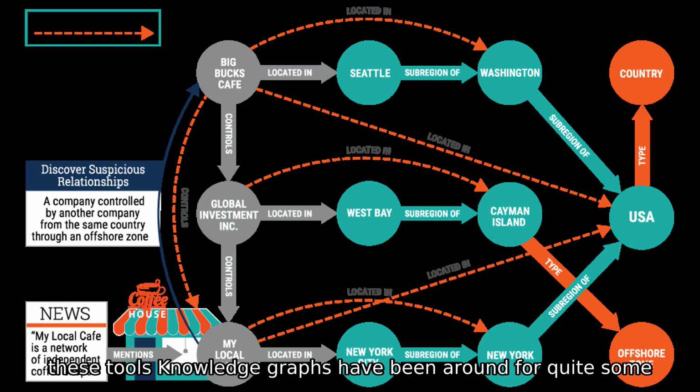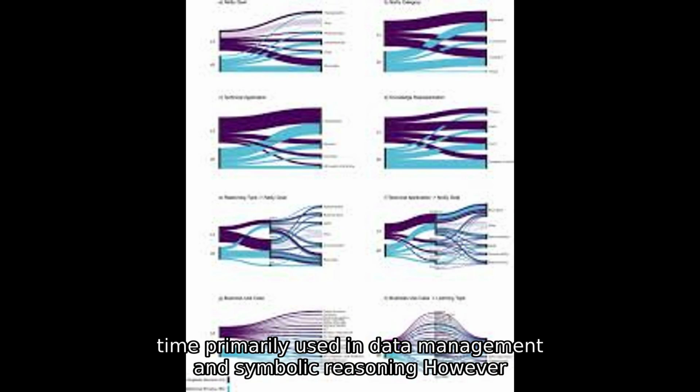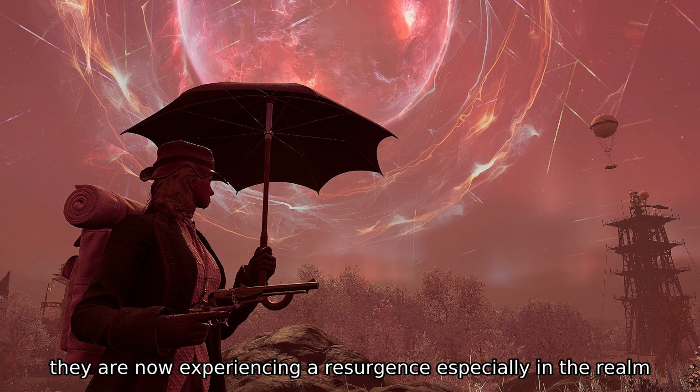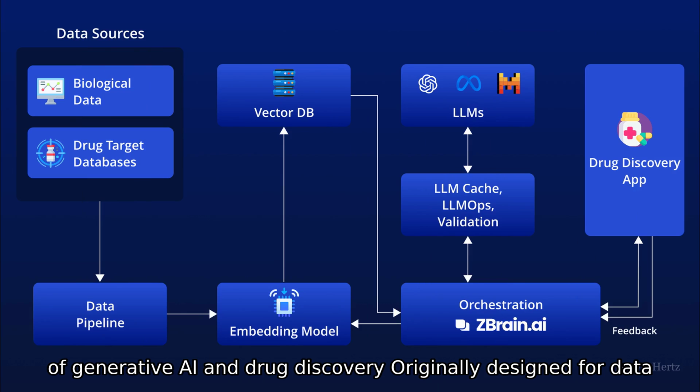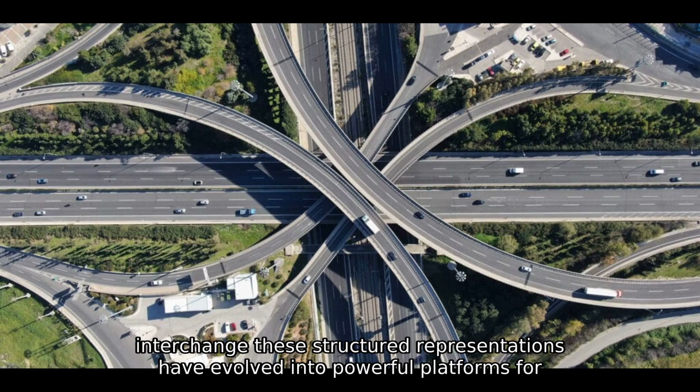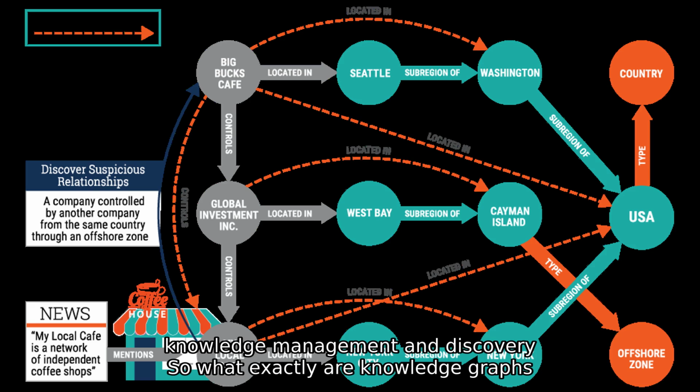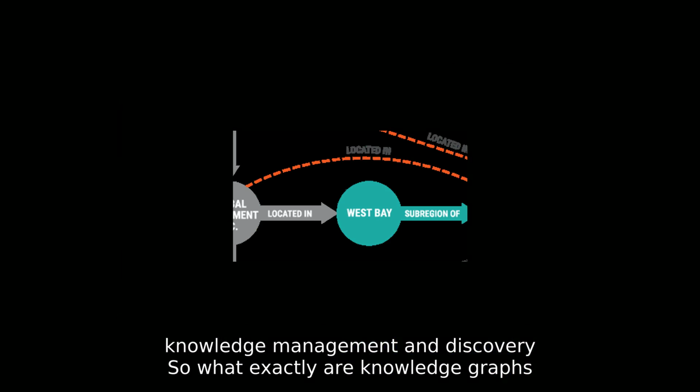Knowledge graphs have been around for quite some time, primarily used in data management and symbolic reasoning. However, they are now experiencing a resurgence, especially in the realm of generative AI and drug discovery. Originally designed for data interchange, these structured representations have evolved into powerful platforms for knowledge management and discovery. So, what exactly are knowledge graphs?